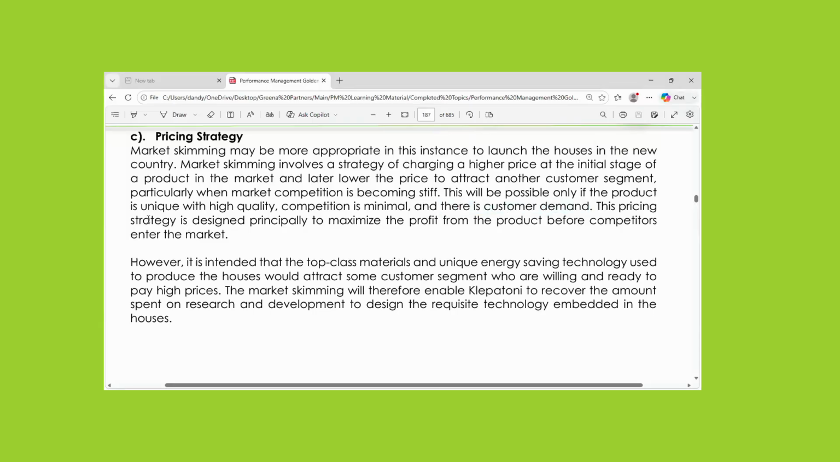So this pricing strategy is designed principally to maximize the profit from the products before competitors enter the market. That's why they were charging a higher price at the beginning. Before competitors enter the market, let's maximize our profits. As the competitors entered the market, they then lowered the price, because they would have already established their name.